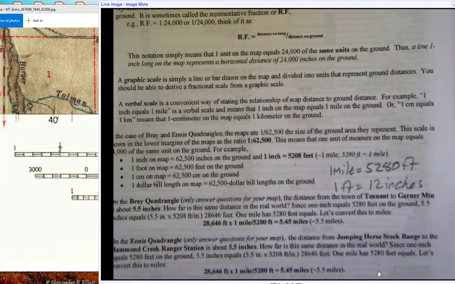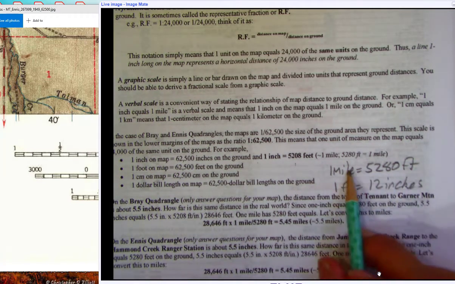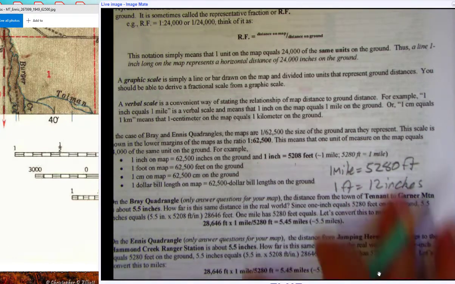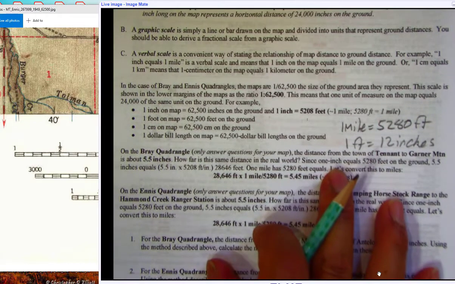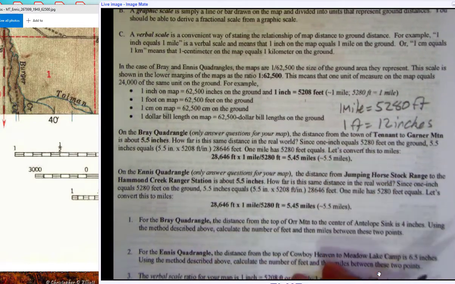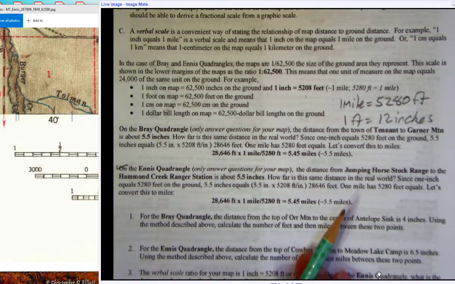And so now we can go from inches to feet and feet to miles. Really, that's what we're getting to. I'm sure somewhere I have that written in here, so when you read through this, you can sort of figure it out. Read what I'm doing here about Jumping Horse Stock Ranch, and you can find those places now. And now you know how to navigate through the map here.